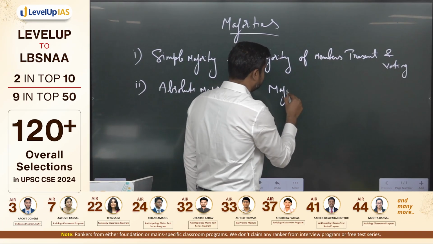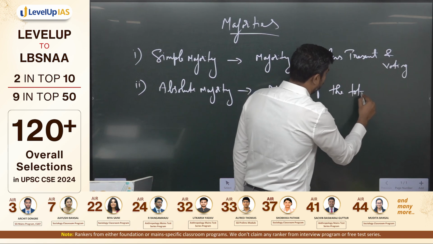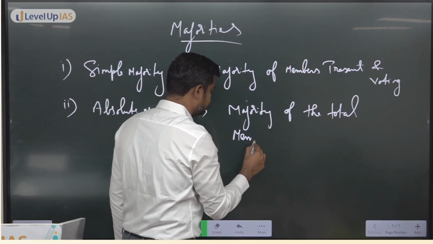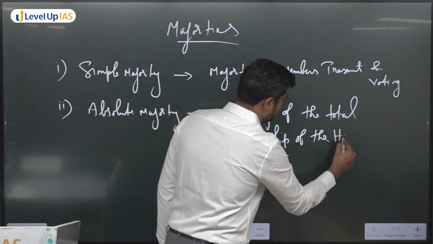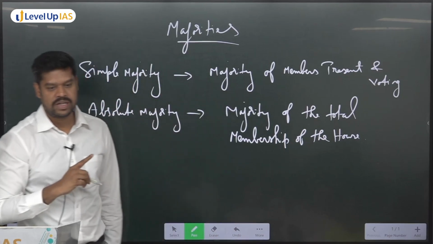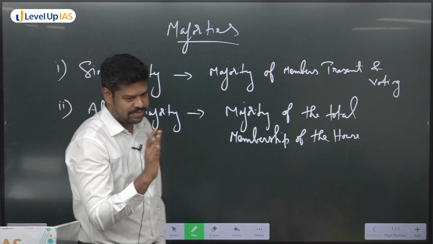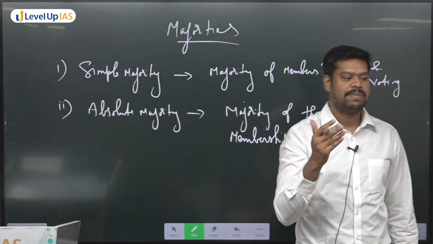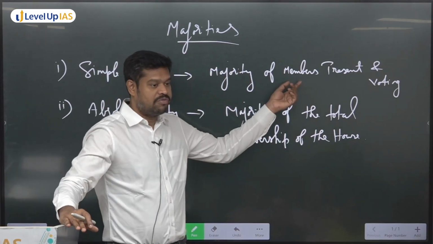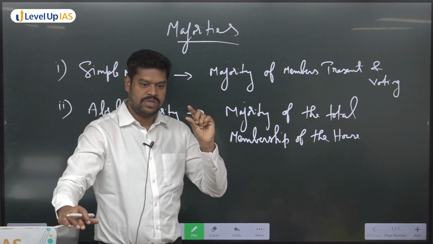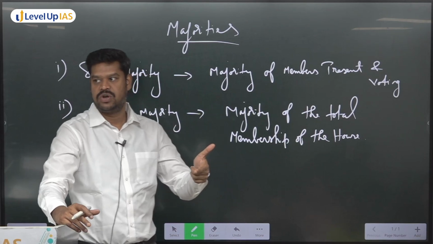So the only information that we need is what? Majority of the total membership of the house. So what is the only information that we need to calculate the absolute majority? We just need to know what is the total membership of the house. We are not concerned with how many members are present and voting. So normally if you look into the constitution, it uses the expression majority of members present and voting. If the constitution uses the expression majority of the members present and voting, then what should be your understanding? What majority is required? Simple majority is required.